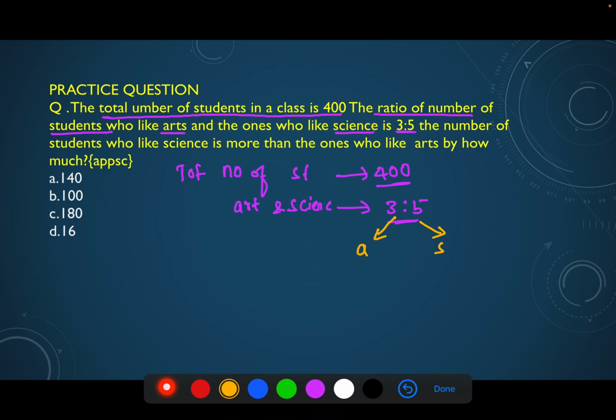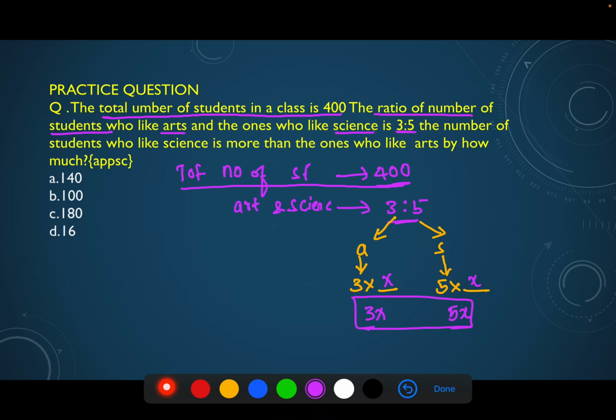So what will we do? Arts means 3 into something, science is 5 into something. Let this be x. So 3x and 5x are the actual numbers. But 3x cannot be a number, this is imagination. But we can come to a conclusion that these are total numbers. But what is the total number? It is given in the question. The total number of students is 400.